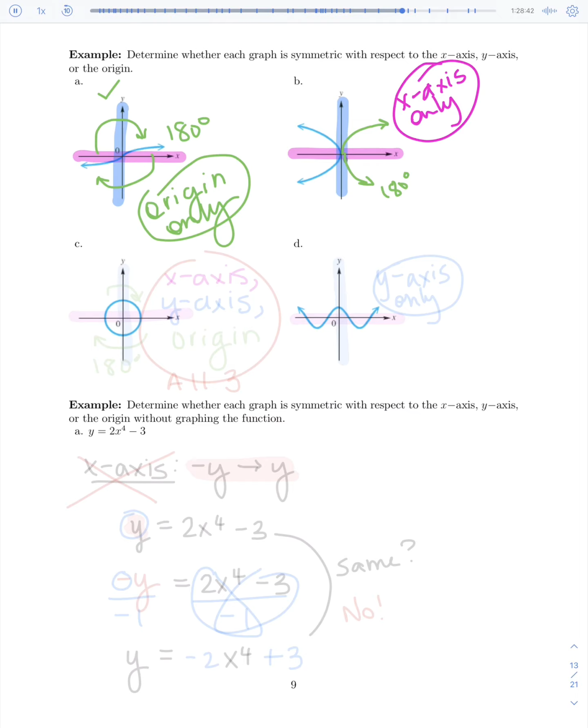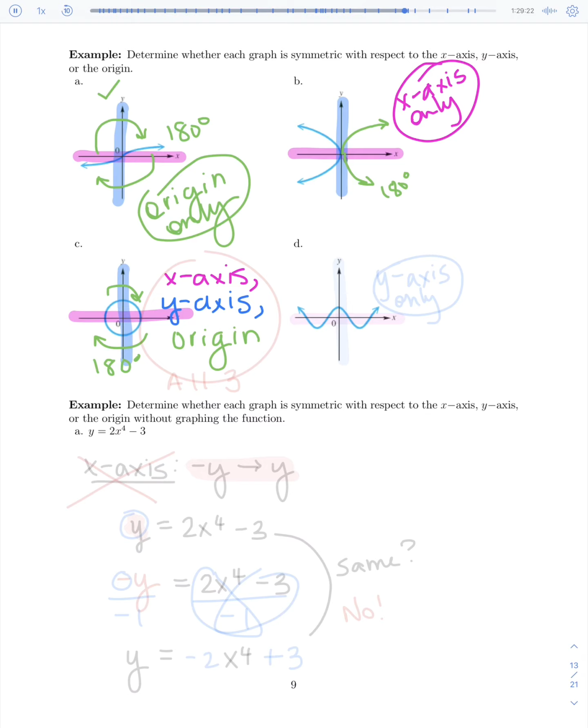Let's take a look at C. In C, if we cut it along the x-axis, we do have the same picture on the top and the bottom. If we cut it along the y-axis, we do have the same picture on the left and right. So it does have y-axis symmetry along with the x-axis symmetry. And notice, if we turn the circle by 180 degrees, it's still going to be the same circle. So it will also have origin symmetry.